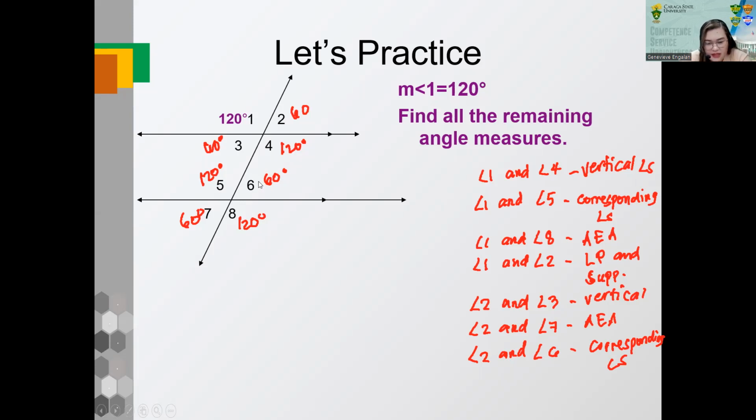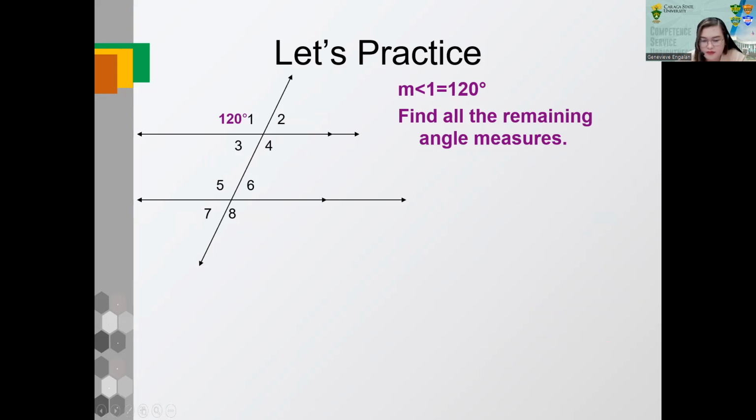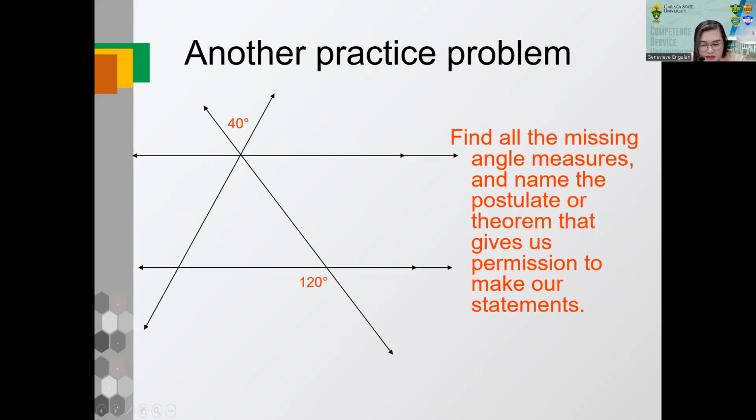Okay? So, nasabtan? So, if naa tay parallel lines cut by a transversal line, bisag isa ra ka angle ang gihatag, makuha na dayon nato ang tanan angles. Am I right? Yes, ma'am. Okay, sakto. Find all the missing angle measures and name the postulate or theorem that gives us the permission to make our statements.